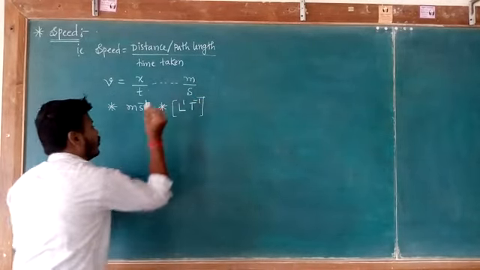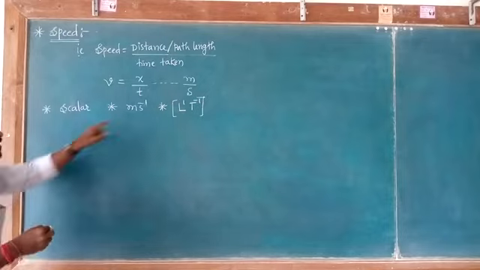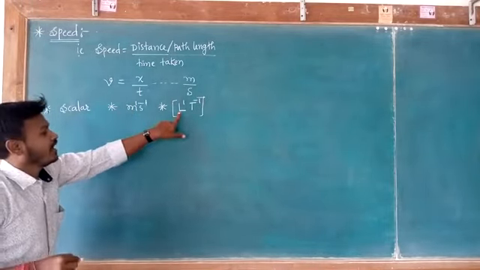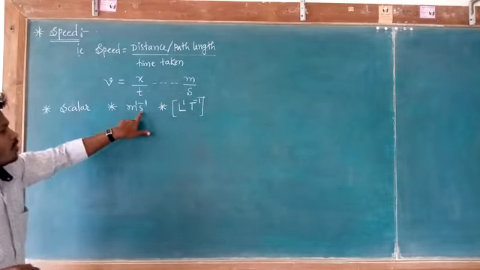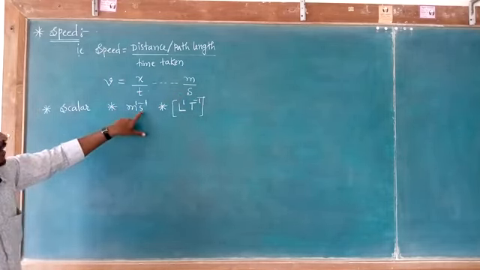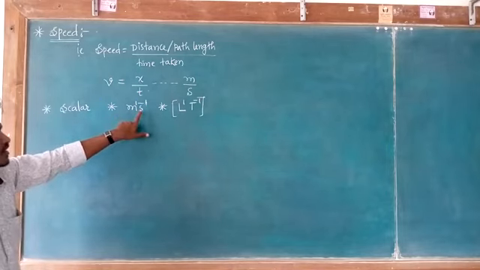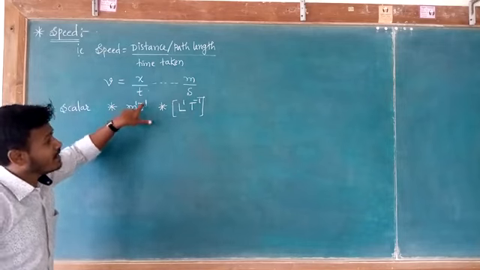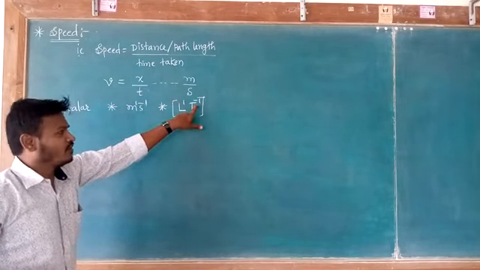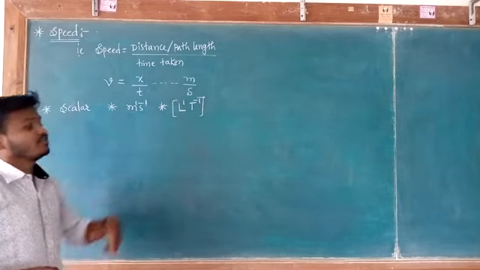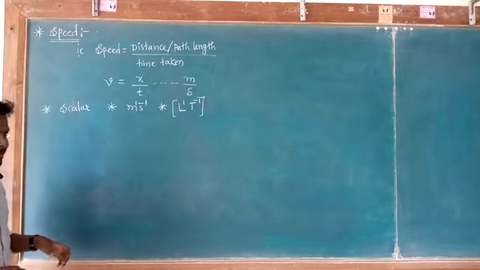The dimensional formula of speed: here meter has the power plus 1. That is why I have taken L to the power plus 1. Here second has the power of minus 1. Second is used to measure the time taken by a body to cover a certain distance. Therefore, instead of second I have written T, and whatever power second has, the same power I have given to T, and this representation should be in the square bracket. This is the dimensional formula of speed.